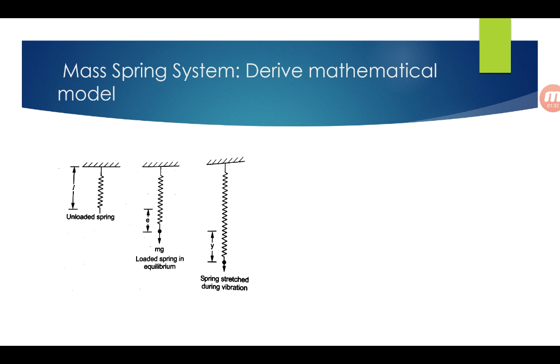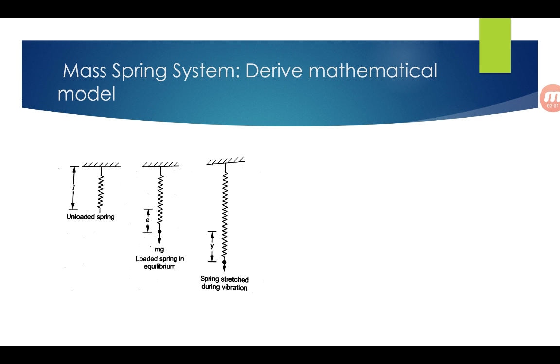After a certain time, that spring comes to the equilibrium position. In the equilibrium position, say the extended length is E. Once it comes to the equilibrium position, we'll again give vibration to the spring in the vertical and downward direction. So it starts moving up and down.